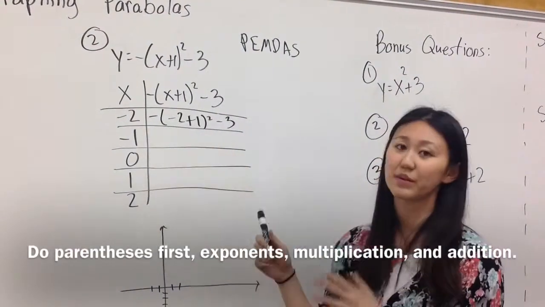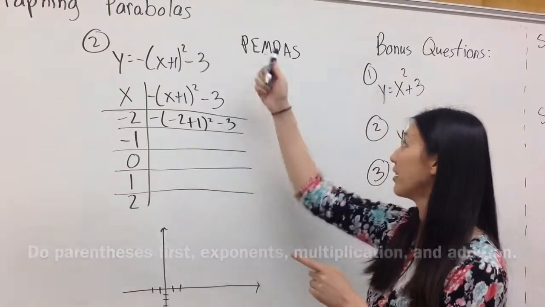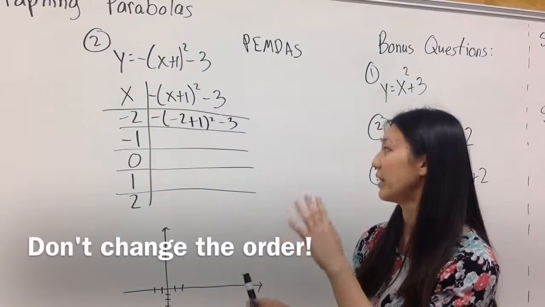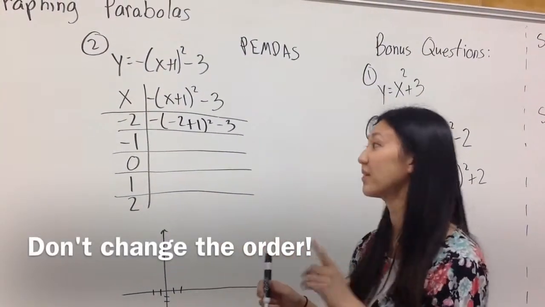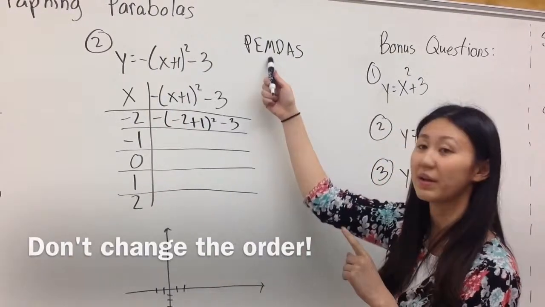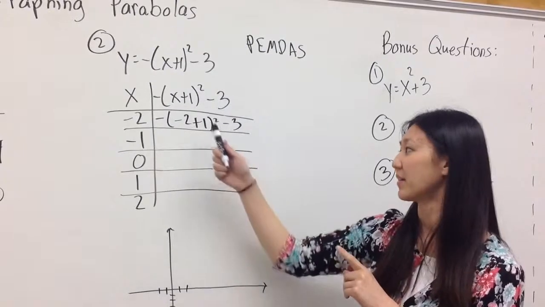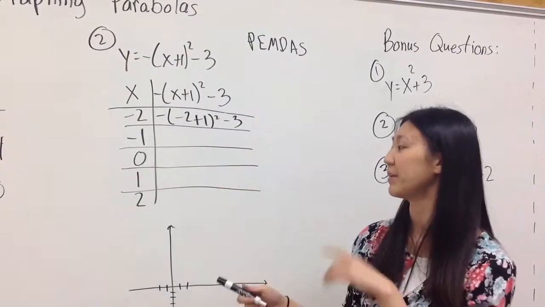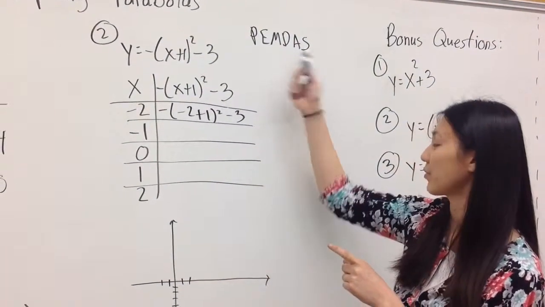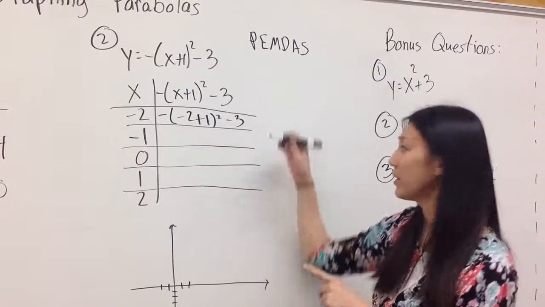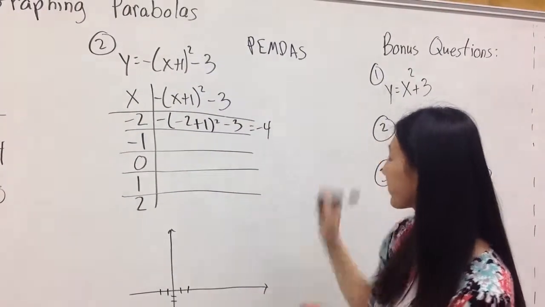So -2 plus 1 gives me -1. Then I do my exponents next. So -1 squared gives me a +1. Then I multiply and divide. So I'm multiplying by that negative on the outside. So that's a 1 times my negative, which gives me -1. Then I add and subtract. -1 minus 3 gives me -4.